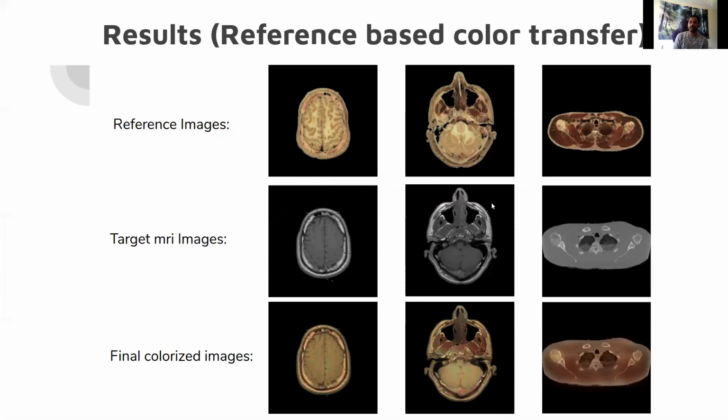So these are the results that we obtained after part one, that is color transfer. On the second row, the first two images are two MRI scans of head, and the last one is a CT scan from the abdominal part. All of these images are basically grayscale images, and on the top row we have three reference images from where we need to extract colors and apply it to the grayscale images. On the last row we have the final colored images obtained after performing the reference-based color transfer.